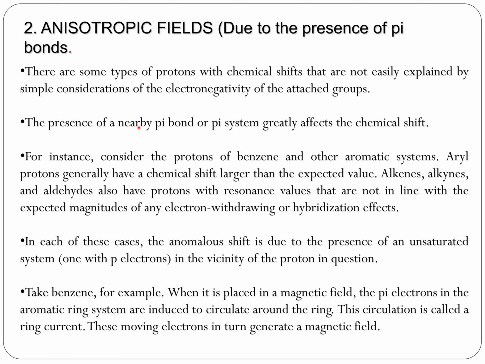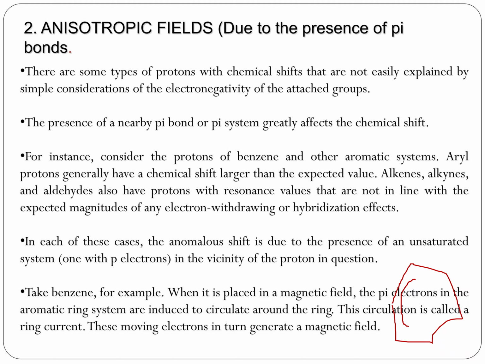Actually, this anisotropic effect is due to the pi electrons because they are not localized; they are delocalized. Like benzene, when it is placed in a magnetic field, the pi electrons in the aromatic ring system are induced to circulate around the ring. You can see the delocalization. The circulation is called a ring current. This moving electron in turn generates a magnetic field. I have also shown this.